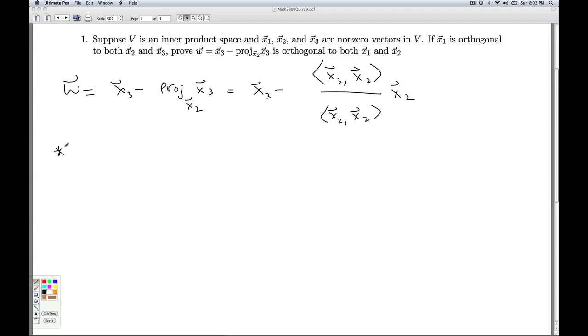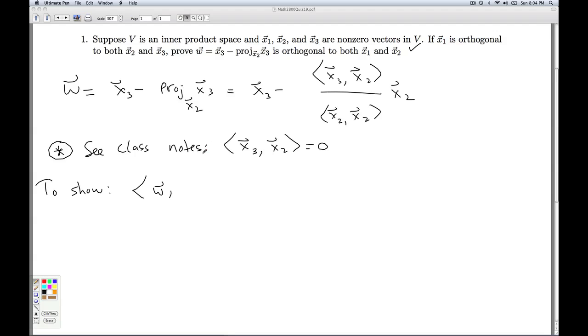Now, in class, using properties of inner product, we showed that this is 0. So that satisfies this requirement. What I need to show is that this vector is orthogonal then to x1. So I need to show that W inner product with x1 is equal to 0.